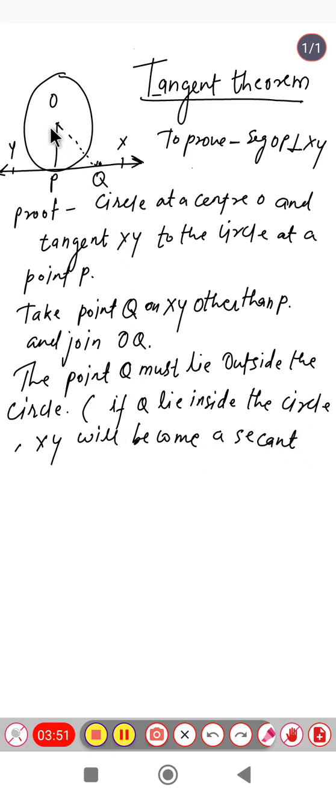As you know, a secant is any segment which passes through two points of the circle. Then we can say that the given segment is a secant. So that's why the point Q should not lie inside the circle or on the circle. It should lie outside the circle. If the point Q lies inside the circle, then XY will become a secant and not a tangent.